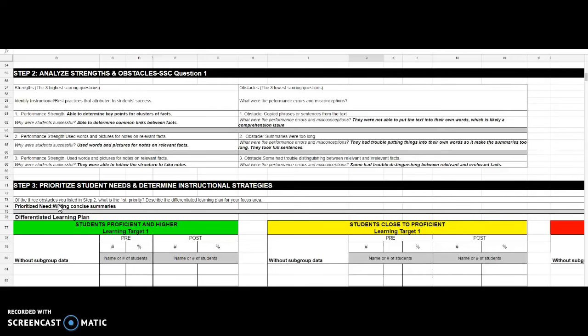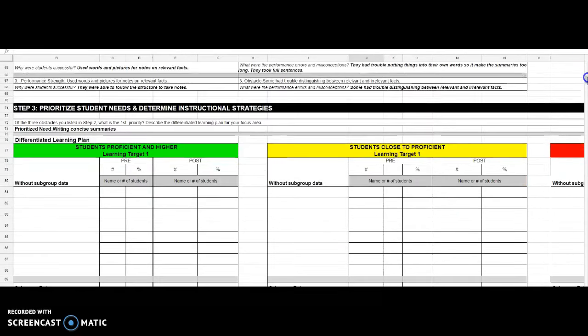This particular building had a large quarterly. They determined that from that large quarterly, their first short cycle will be writing concise summaries. Let's pause here. If you were a building who did not have a large quarterly and you were just starting a short cycle, you would still identify the learning target that you want to focus on. Provide an assessment for students with that learning target. Identify the strengths and obstacles with that short cycle. And then you would note your scores here.